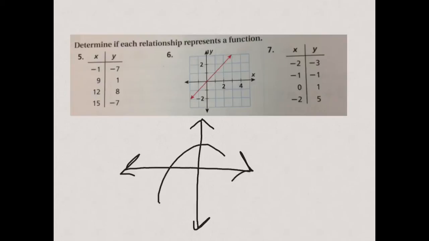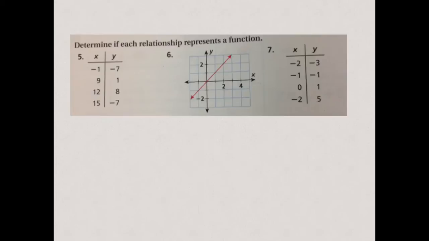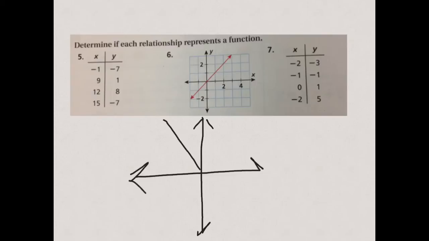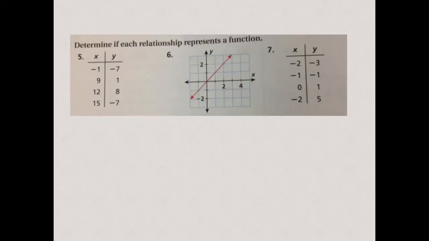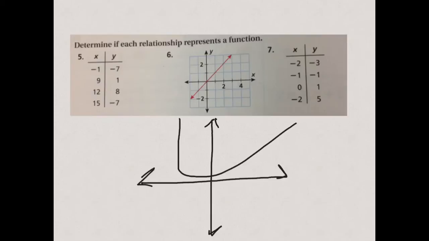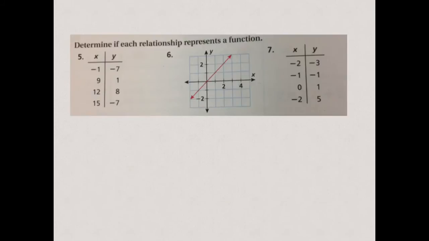For example, something like this. Or something like this, because if I put vertical lines, again, it's only intersecting one time. Now you have to be careful, because let's say you have something weird that looks like this. Well, everything over here will pass, but see how this line is straight? If I can put a line on one of the lines like that, guess what? It fails the vertical line test. So we need to be careful. We'll look at that a little bit more later.